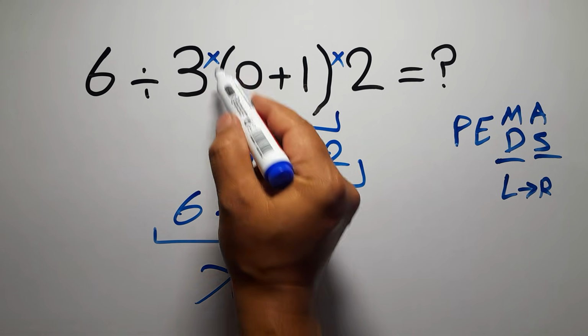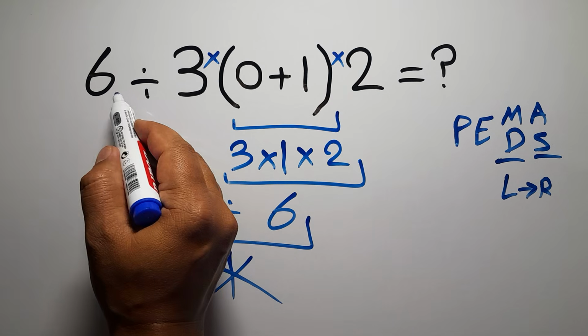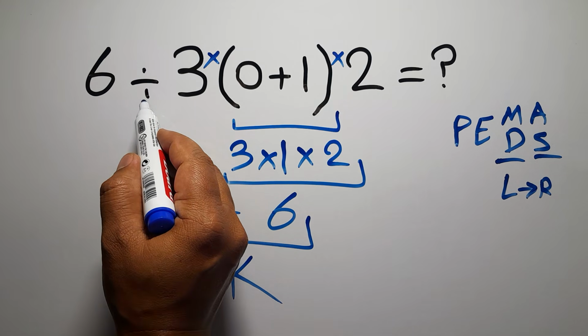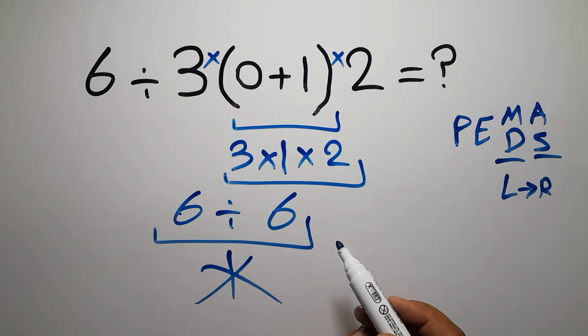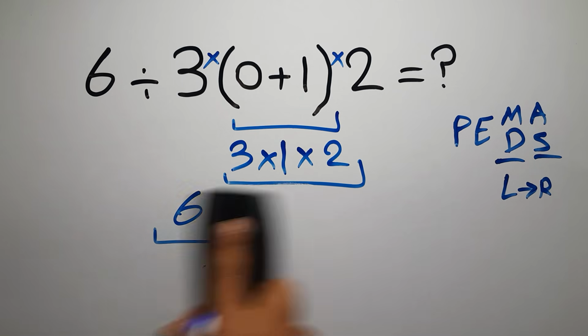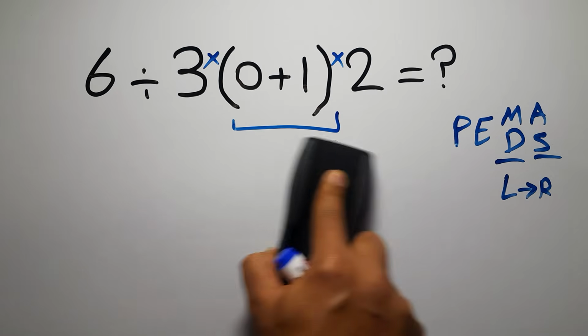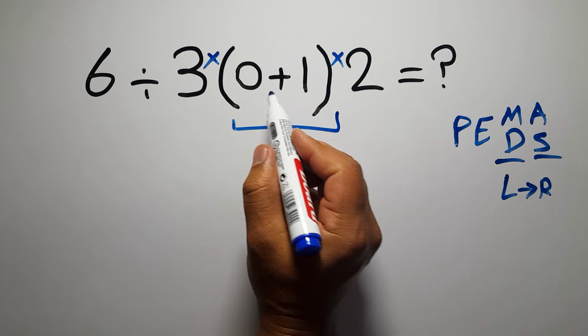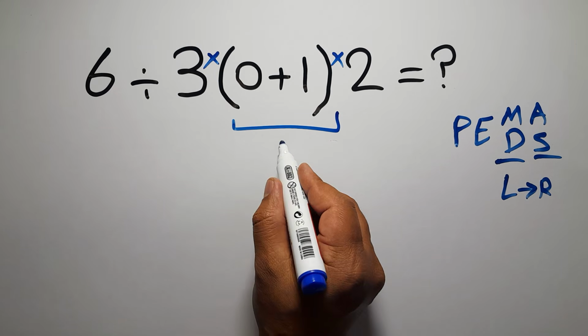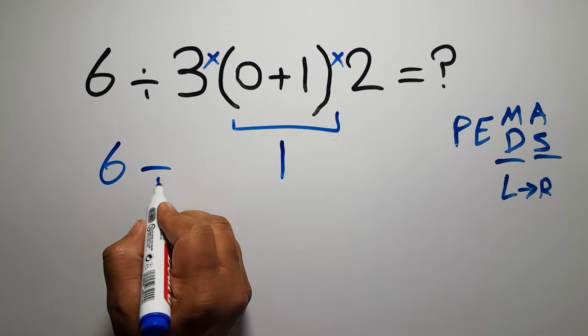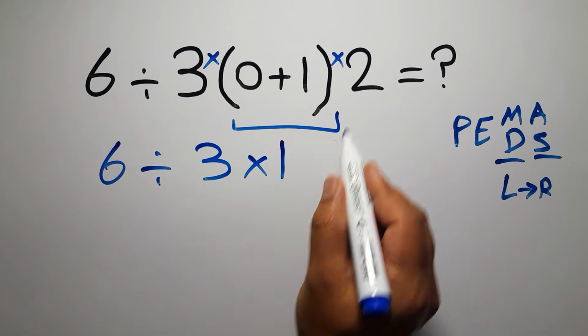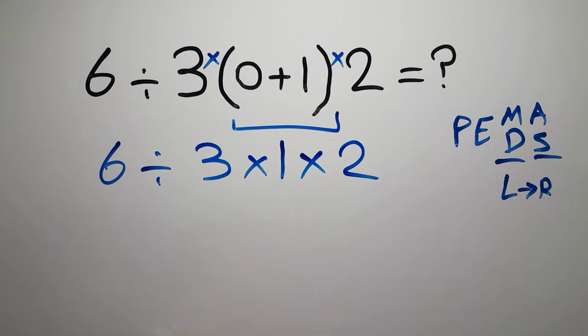Okay, so first this parentheses, then this division, then this multiplication, and finally this multiplication. Okay, inside these parentheses we have 0 plus 1, which equals 1. So 6 divided by 3 times 1 and times 2.